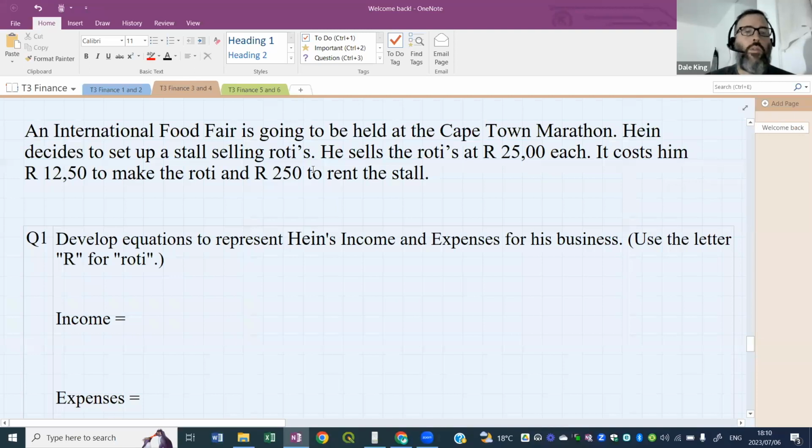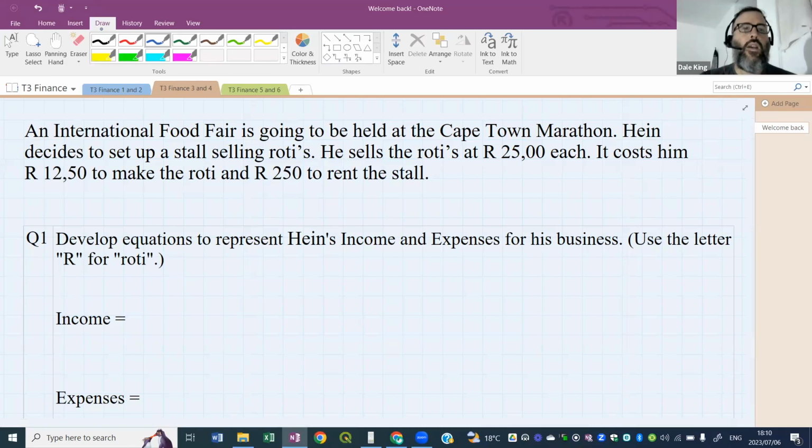So who's going to help me with the income? The income is the easier one, so everyone should be raising their hands for the income equation. The expenses is the more challenging one. Who's going to help me for the income equation? Who'd like to help me build this equation? We need this equation to help fill the tables, and then we can plot the points on our graph. So who's going to help me? Come on, ladies and gents.